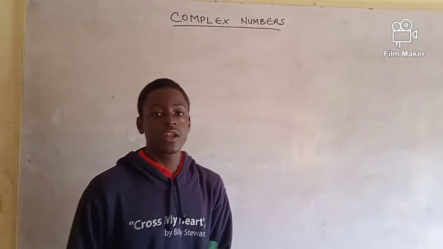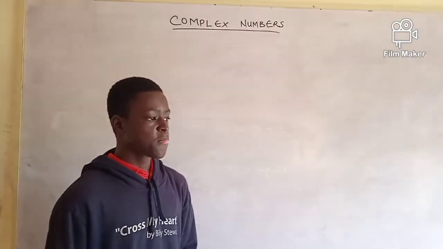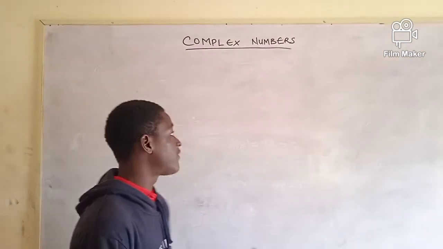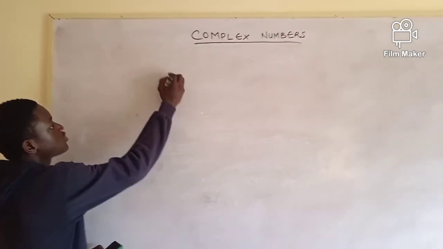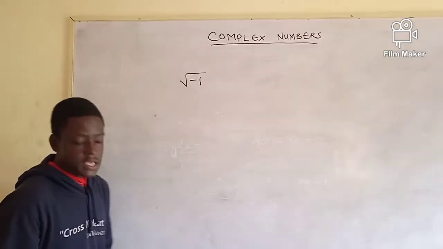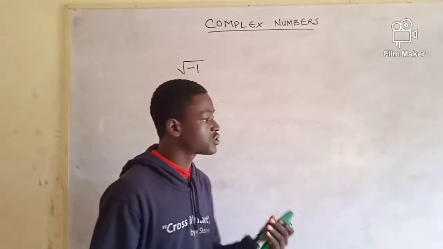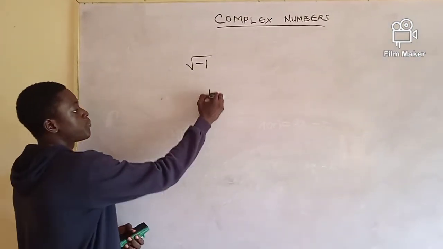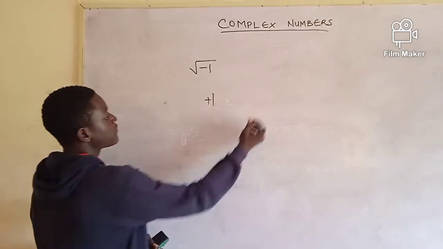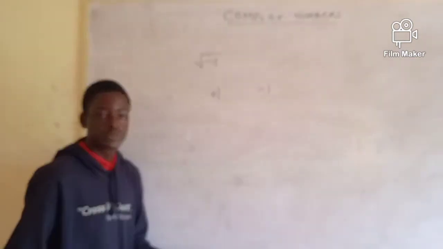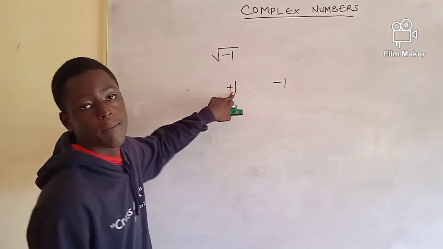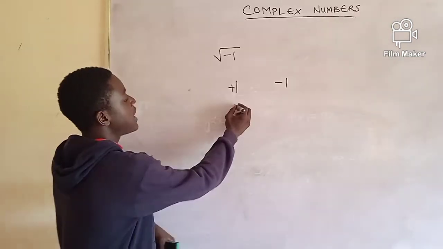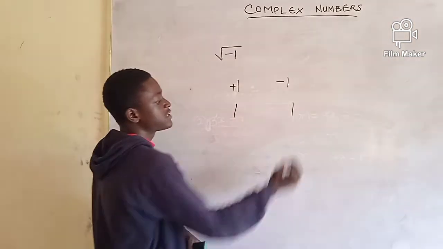And one idea behind complex numbers is the square root of a negative number. For instance, let's say we have the square root of -1. Now if you have to find the root of this, that would be impossible, because if you say the square root of -1 is +1, or you say the square root of -1 is -1, that is impossible, because when you square +1, you will get 1, and when you square -1, you get a +1.